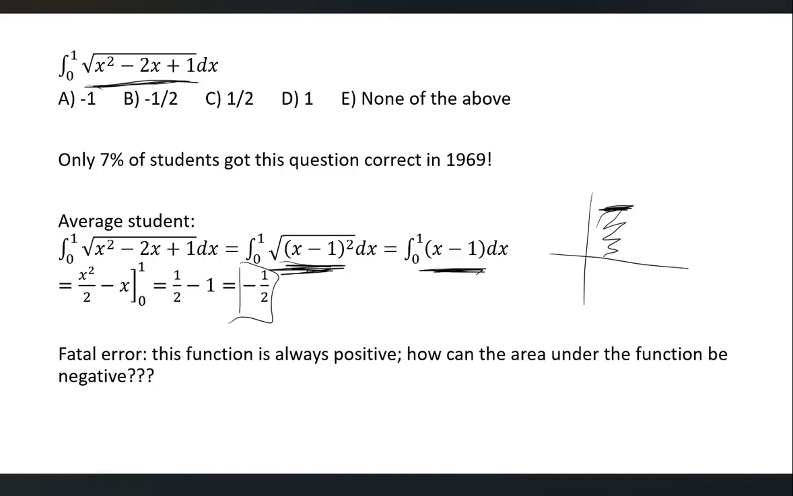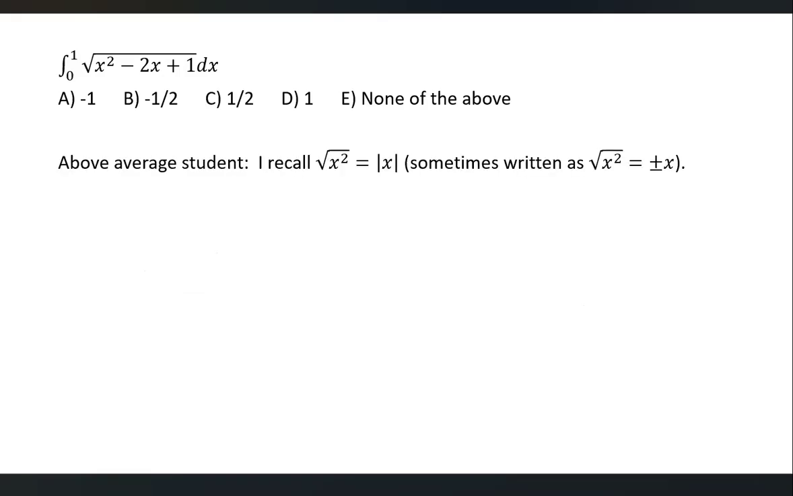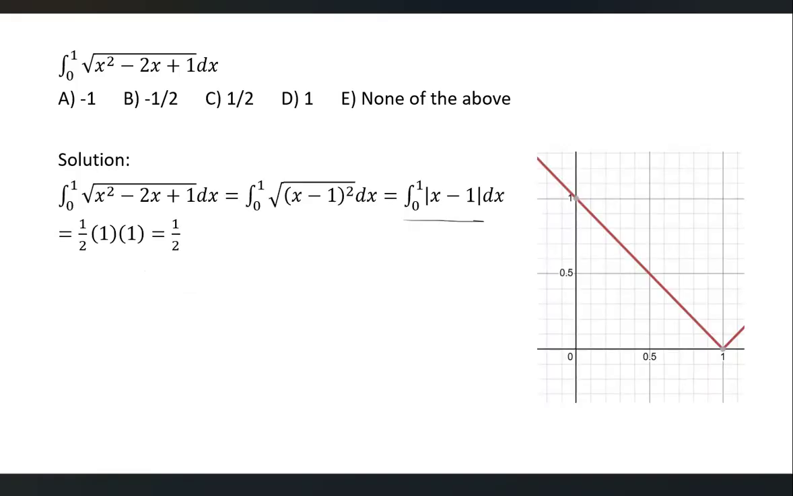So what went wrong? Okay, so that's mistake number 1, just blindly doing it. And then number 2, they don't check their work and interpret their answer. The above average student would have caught that, and they would also know that when we take the square root of x squared, for example, it is the absolute value of x. Sometimes you write it as plus or minus x, which you're probably more familiar with. But more precisely, it's the absolute value of x, okay? So instead of just x minus 1, it should be the absolute value of x minus 1.